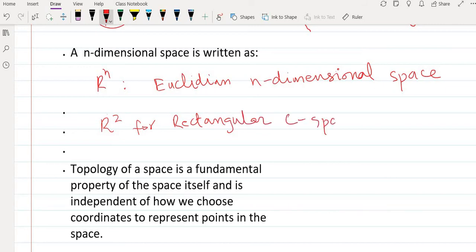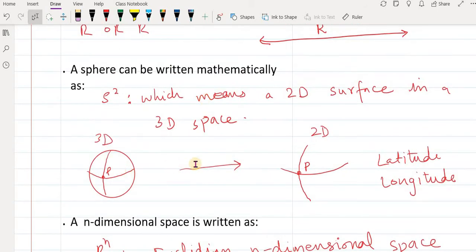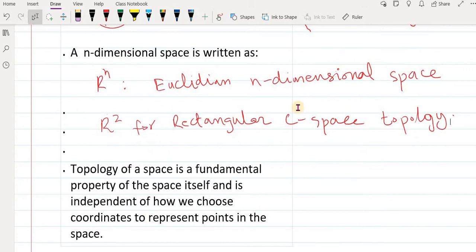C space topology. So similarly, if you have a 3D, then you can write it here R power 3. Now this is only for Euclidean, where you always have straight lines, and not curved lines, not a sphere like this. In that case, the n-dimensional space can be written as S power n. But if you have straight lines, then it's Euclidean space, okay?